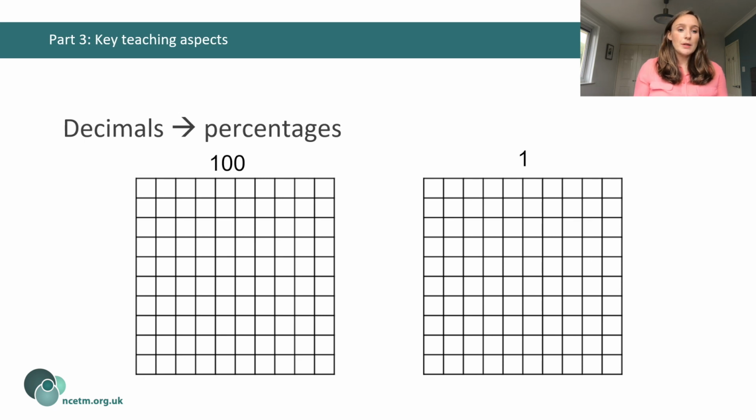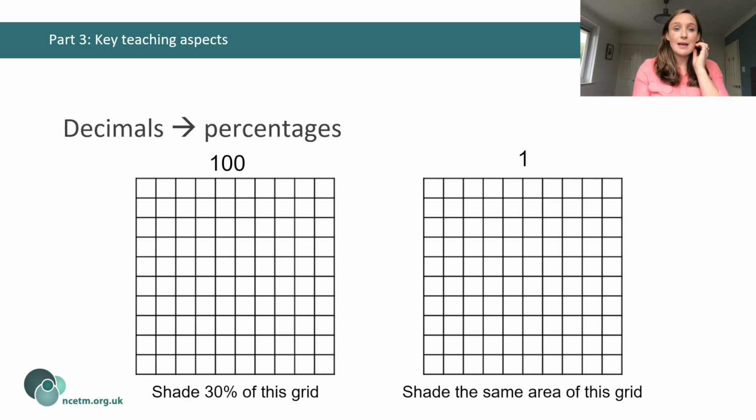And I'd say, okay, well, what happens if we shade 30% of the 100 grid, and then shade exactly the same on the 1 grid? And how could we represent that using a number? What number is shaded in? What proportion is shaded in as a decimal? And we've got what proportion is shaded in as a percentage and what proportion is shaded in as a decimal.